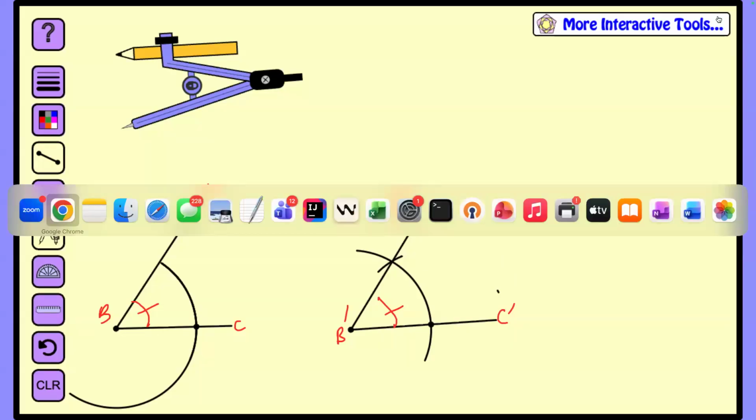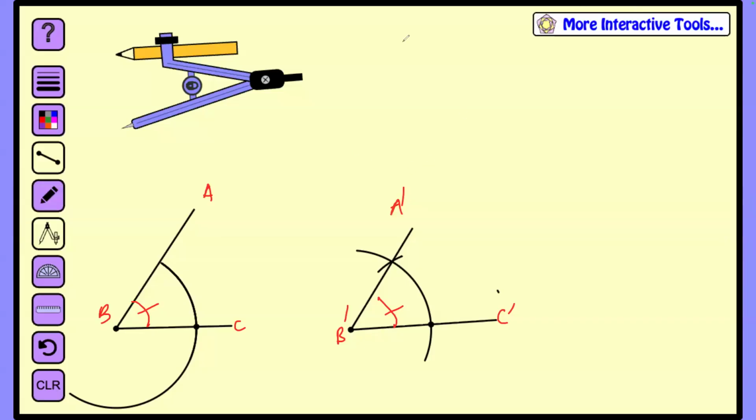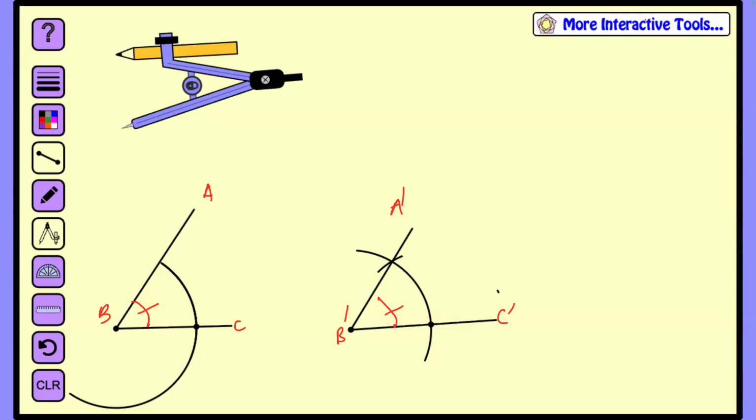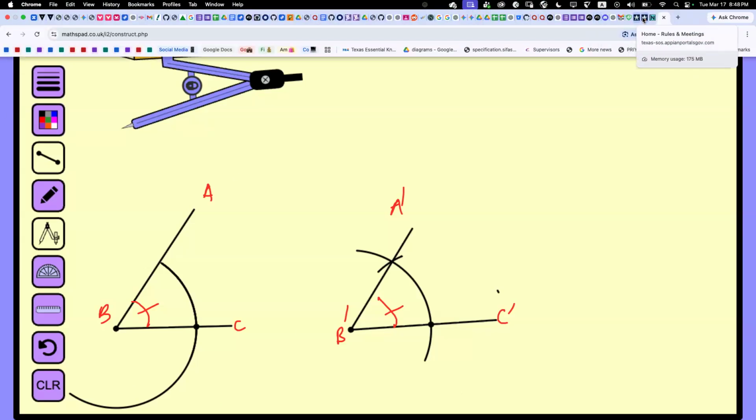Any questions? Okay, so these basic things only are there in constructions. They won't ask you for much more, but again, there is a little more.